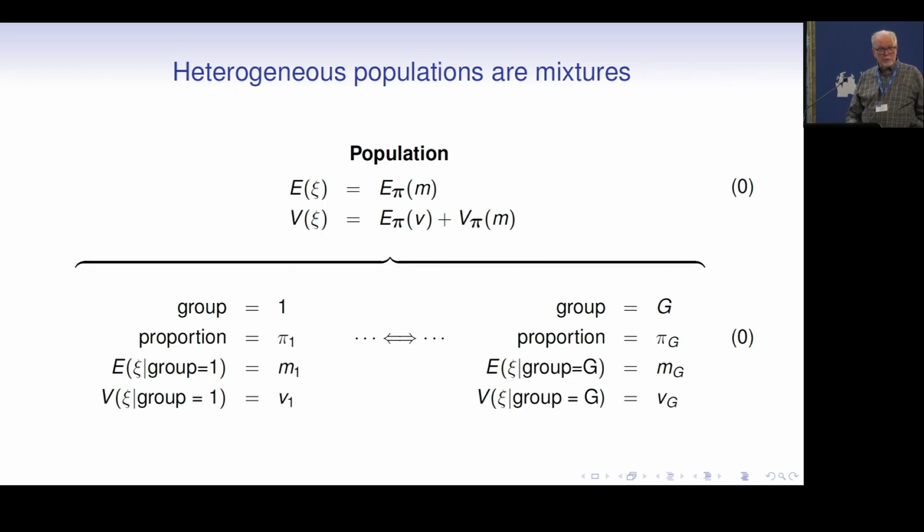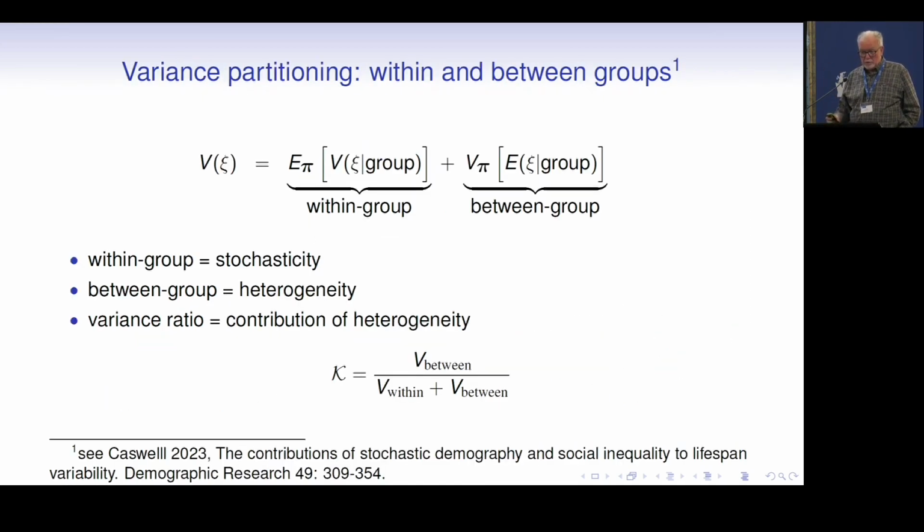The population, which is made up of these heterogeneous groups, has an overall mean, which is the weighted mean of the means within the groups, and it has an overall variance, which has two terms, the weighted mean of the within-group variances and the weighted variance of the within-group means. Well-known formula in statistics. And so you have this ability to partition variance in a heterogeneous population into within group and between group components.